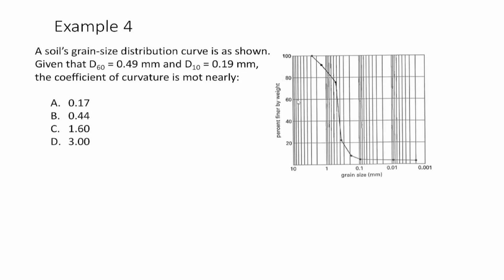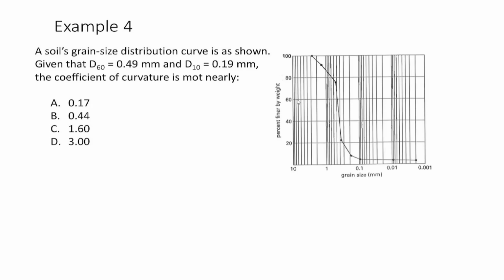Okay, let's move on to example number 4. So we have the distribution curve of the soil's grain size, and we already know the D60 and D10. The question is asking for the coefficient of curvature. As usual, you can pause the video for a couple of minutes and work on the problem, and we'll be back.